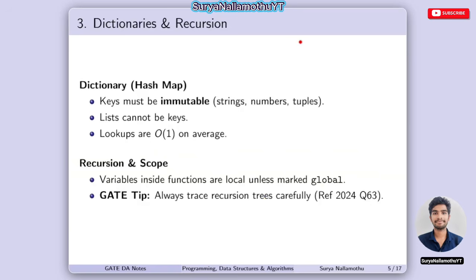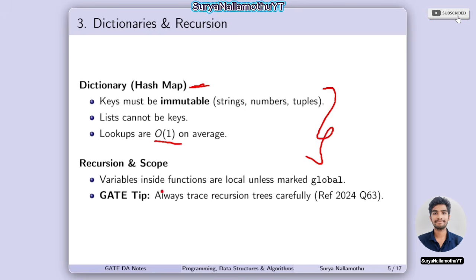Next, dictionaries and recursion. In a dictionary, we know there are key and value pairs. The key and value pairs we call a dictionary. Keys must be immutable. It means we can't change the keys. Lists cannot be keys. You need to remember these points very well. Lookups are O(1) on average. So this is the complexity of looking up the time.